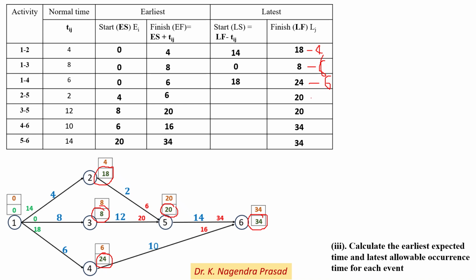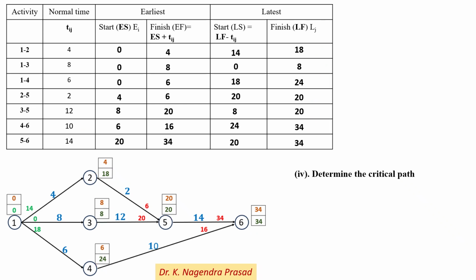Next for activity 2 to 5, 20 minus 2 is equal to 18. Next for 3 to 5, 20 minus 12 is equal to 8. And next for activity 4 to 6, 34 minus 10 is equal to 24. Next for activity 5 to 6, 34 minus 14 is equal to 20. So these are the earliest start time, earliest finish time, latest start time and latest finish time.